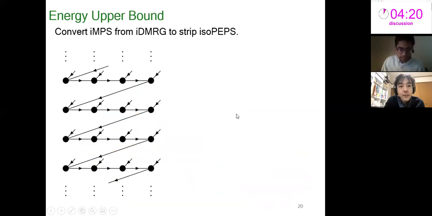A question that ought to be asked at this point is how much better can we do, and how powerful is our strip isoPEPS ansatz? So let's get an energy upper bound for our geometries.